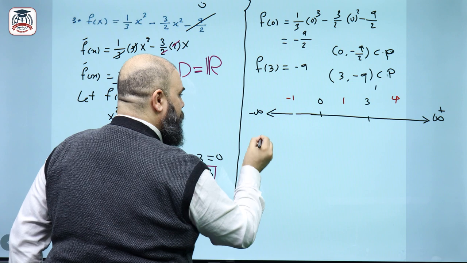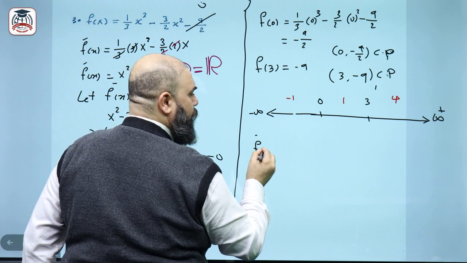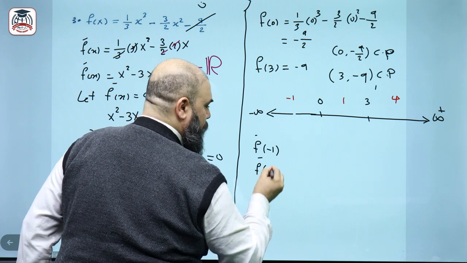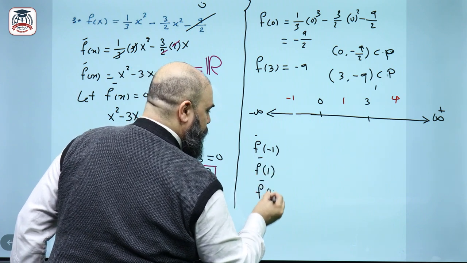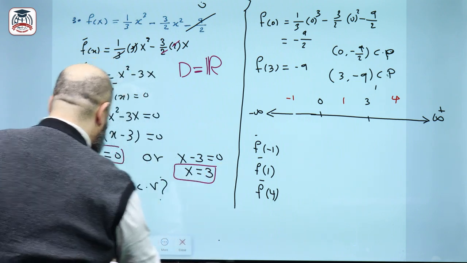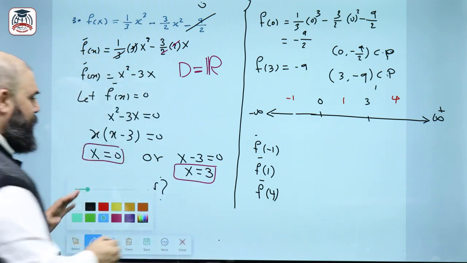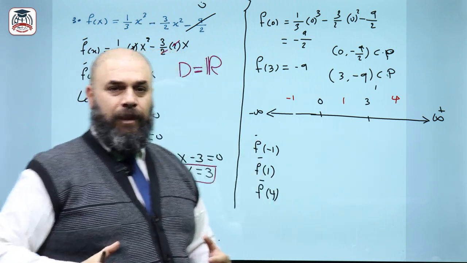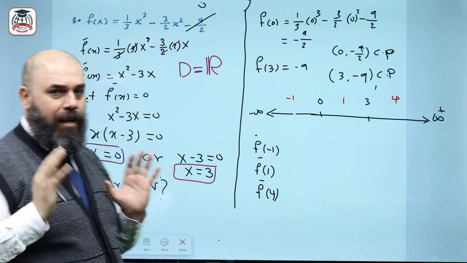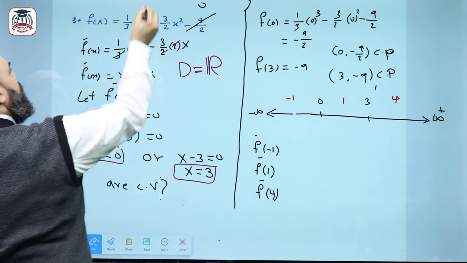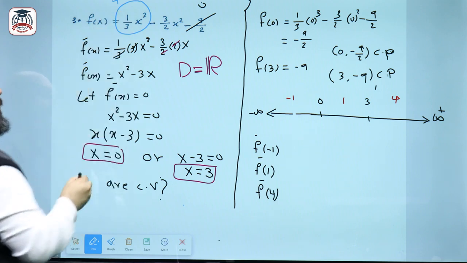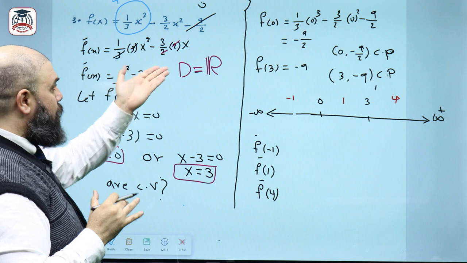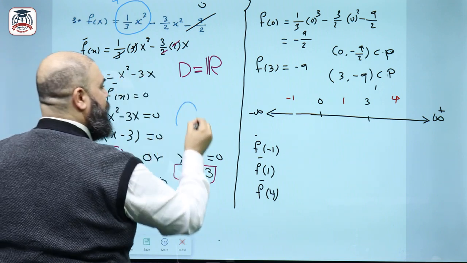F prime of -1, f prime of 1, f prime of 4. Teacher, I can solve this faster. I have a new idea: you can use the graph of the function. For example, this function is cubic with a positive leading coefficient. The graph of this cubic polynomial is like this.